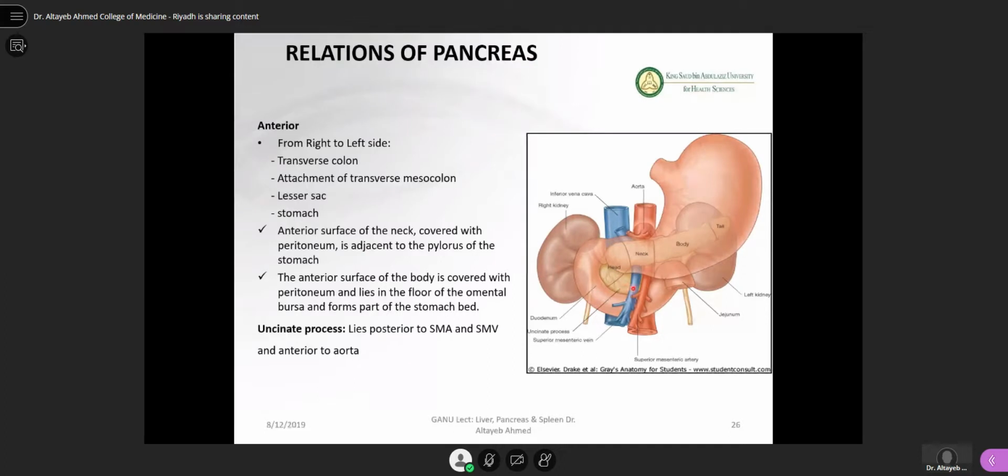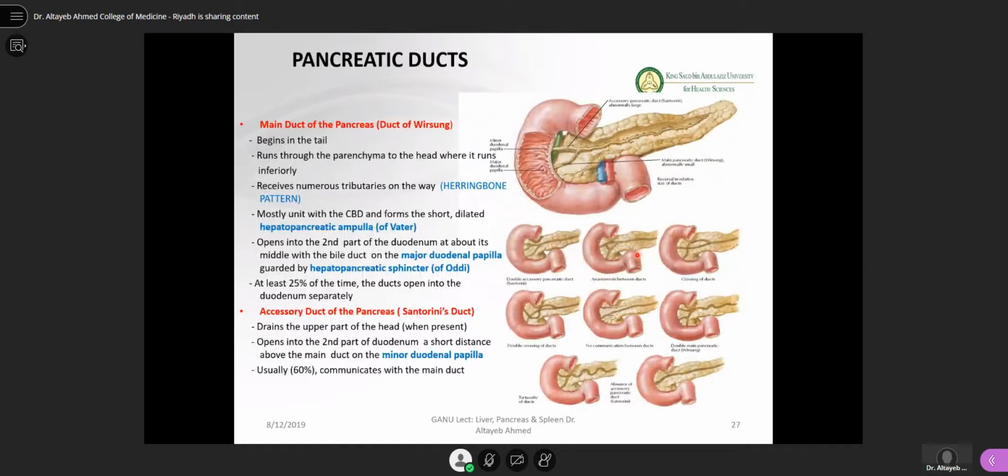The relation to the uncinate is very important in surgery, and usually people ask about it. Also here we have the head is related to the pyloric part of the stomach. We have two pancreatic ducts, a main one which we call the duct of Wirsung, and the accessory one we call the duct of Santorini.